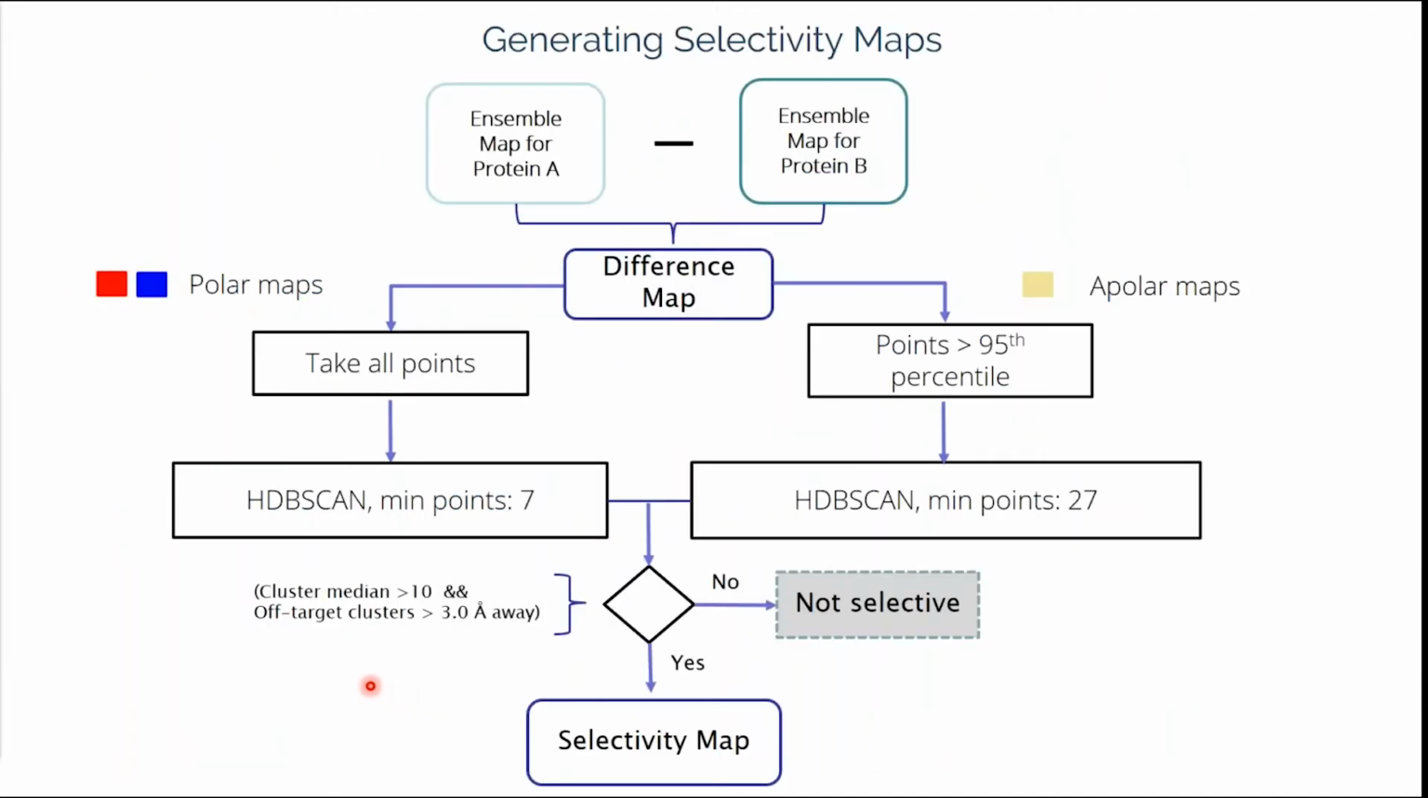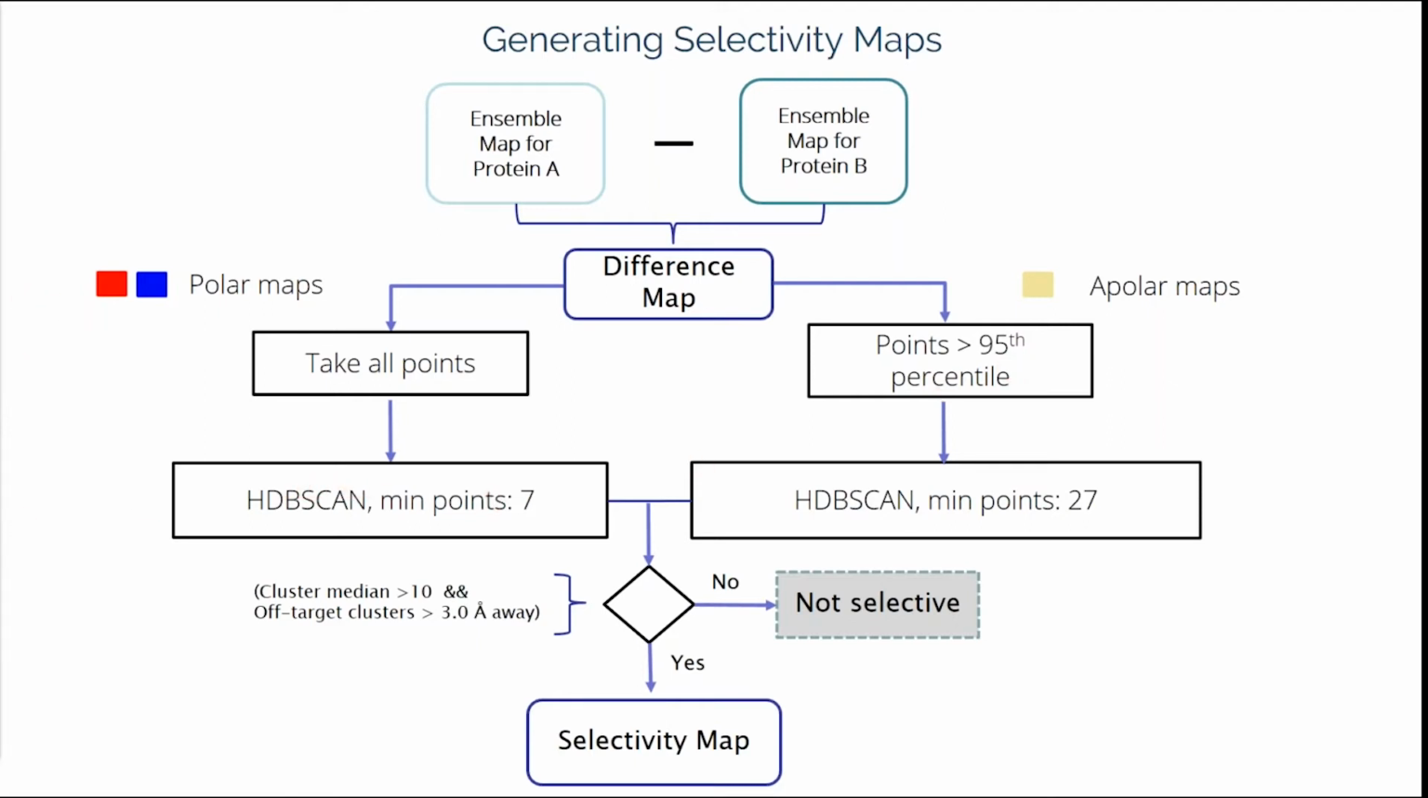So this is the workflow used to calculate the selectivity maps. For each probe type, a difference map is generated by subtracting the ensemble map from the off-target from that of the on-target. And then at the next step, the map can be filtered to only the highest scoring points above a certain percentile. And we found this to be particularly important for the apolar maps, as they contain a much greater number of low scoring points.